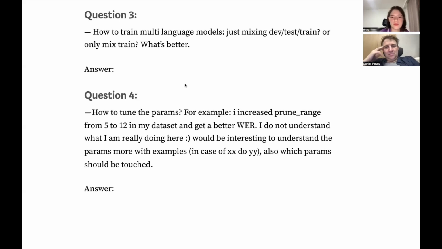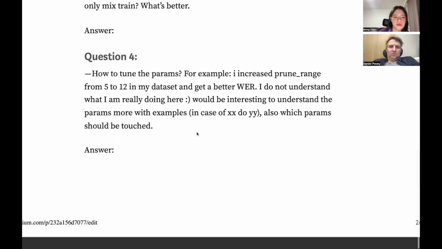Question 4. How do you tune parameters? For example, I increased prune range from 5 to 12 in my dataset and got a better WER, but I don't really understand what I'm doing. And also, which parameters should I be touching?